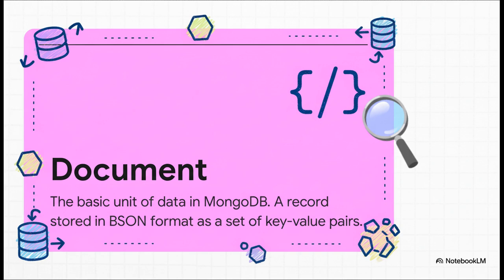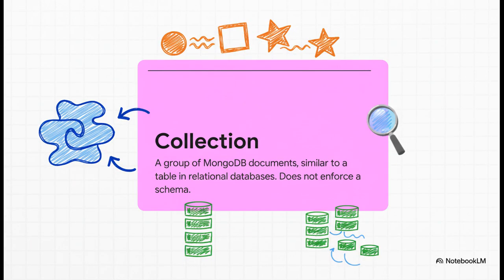Now, technically, it's stored in a format called BSON, which is just binary JSON. All that really means is that it's a supercharged binary version of JSON that the database can work with way faster. So where do all these documents live? Well, you group them together in something called a collection. This is probably the closest thing you'll find to a table from the old SQL world, but with one huge difference. There's no rigid schema.